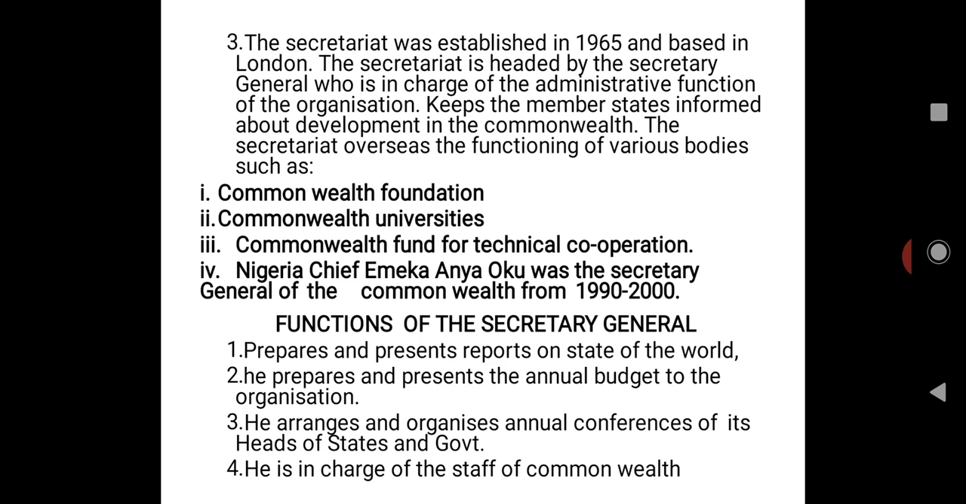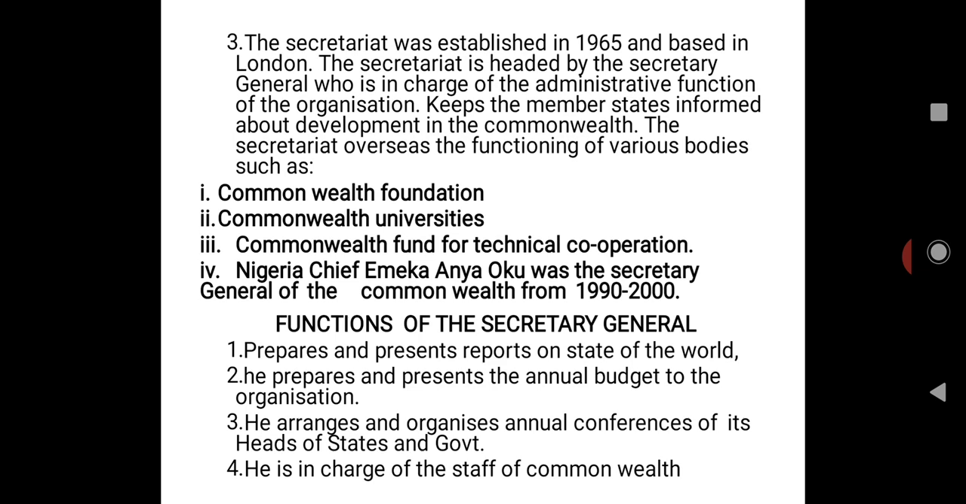The Secretariat is headed by the Secretary General, who is in charge of the administrative function of the organization. The Secretariat keeps the member states informed about development in the Commonwealth. The Secretariat oversees the functioning of various bodies.